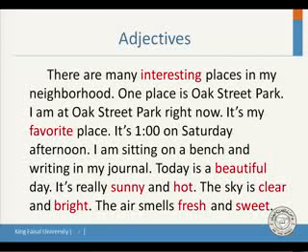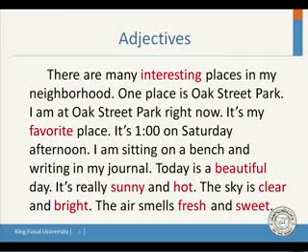Today is a beautiful day. A beautiful day. We have the adjective beautiful and the noun day. It's really sunny and hot. 2 adjectives, sunny and hot. Okay, and the verb be is, it is really sunny and hot. It is very sunny and hot.